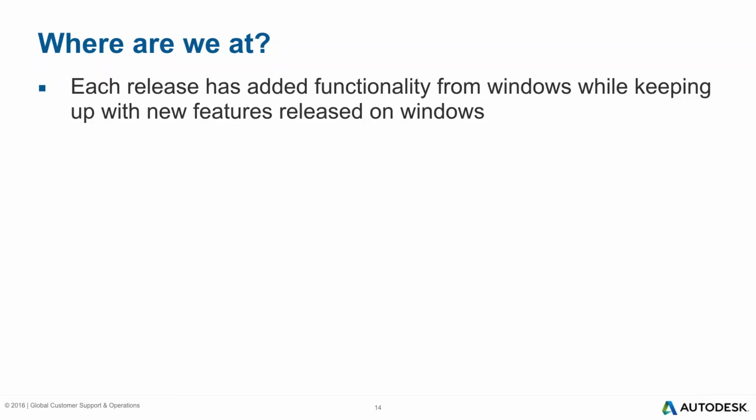So each release has added functionality from the Windows side, kind of trying to keep up, but they've also added new features that are released on Windows. So every year when we get new features on the Windows side, we tend to get those on the Mac side following that as well. Like the master DIM tool, we got that in the next version right after the Windows version got it. And I can say that after 5 or 6 years, for 90% of the users that I run into, it now does everything that they need it to do.